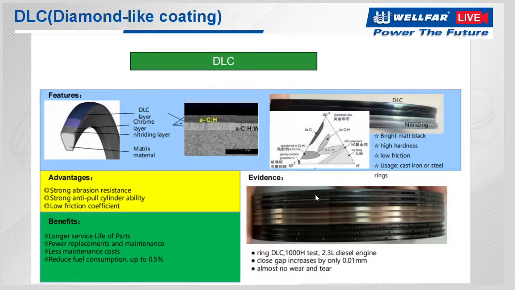Diamond-like coating is another highly advanced technology for piston ring surface treatment. Diamond-like carbon, DLC, is a class of amorphous carbon material that displays some of the typical properties of diamond. DLC is usually applied as coatings to other materials that could benefit from some of these properties. It has strong abrasion resistance, strong anti-pulling cylinder ability, and lower friction coefficient. And the next part.